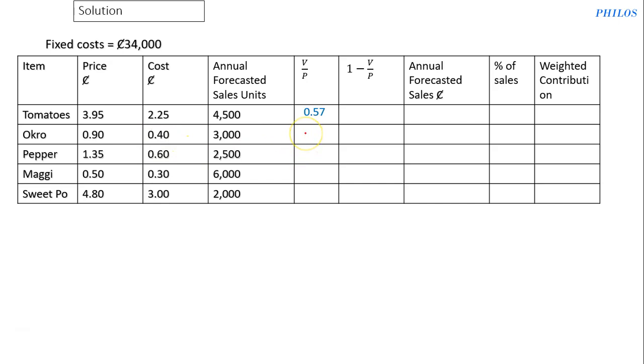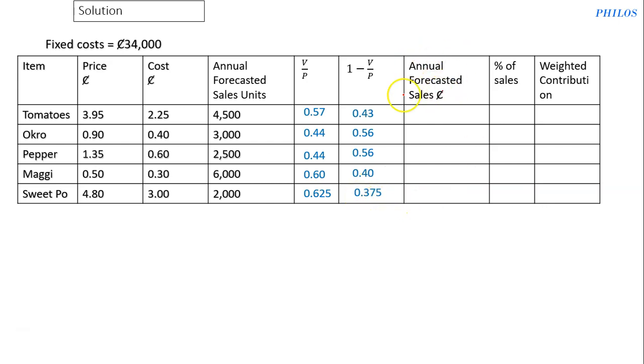So when you do that for each of them, these are the values you get. Okay. Then you go to the next one. The next one is 1 minus V over P. So 1 minus 0.57 will give you 0.43. 1 minus 0.44 is 0.56. 1 minus 0.60 is 0.40. And 1 minus 0.625 is 0.375.